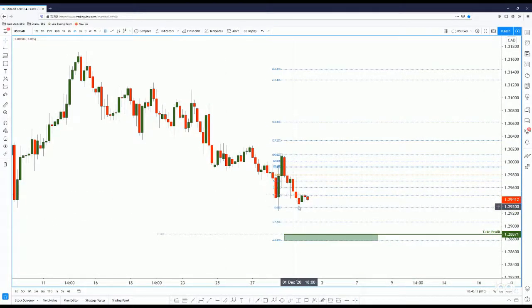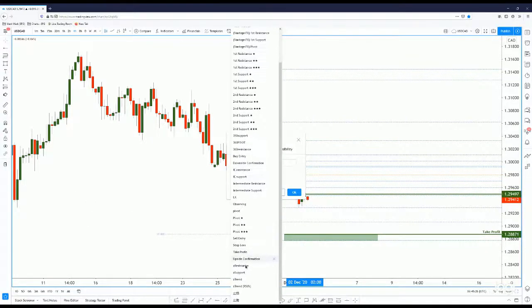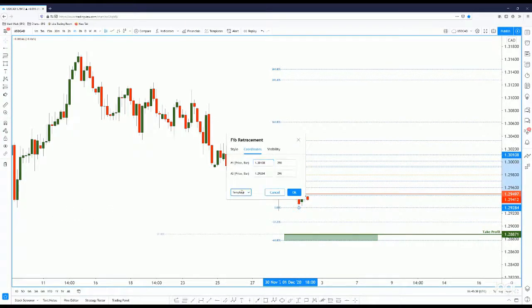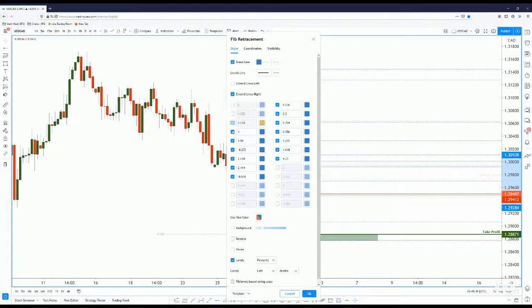Now we see that price also tested the 23.6 retracement level before pulling back. So the 23.6 retracement level has not been broken, so this can also be our resistance. So we have a 23.6 and a negative 61.8. Let me just highlight that, 23.6 and negative 61.8.